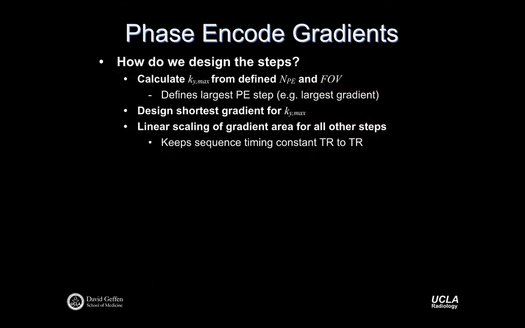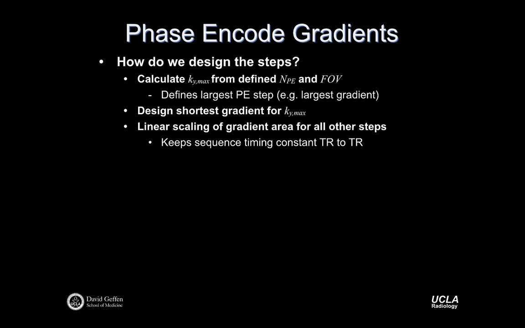But now we can take those algebraic expressions and think about how we actually design the gradient waveforms. So how do we design the steps? Well, the first thing is to calculate ky max from the defined number of phase encodes and the field of view. And that's going to define the largest phase encode step. If you have to get out to the edges of k-space, what's the biggest phase encode gradient you're going to need? And then typically we're going to design the shortest gradient waveform to achieve that ky max, subject to maybe some hardware constraints.